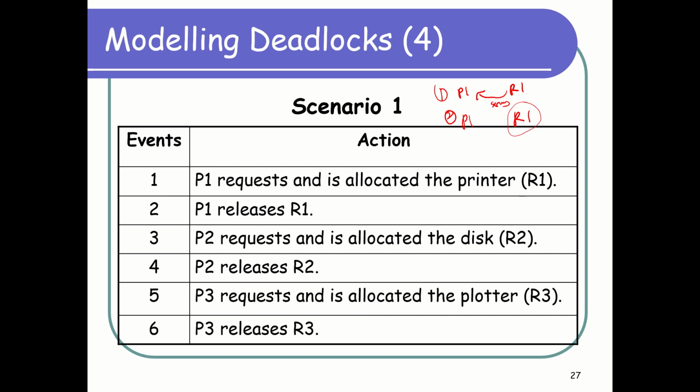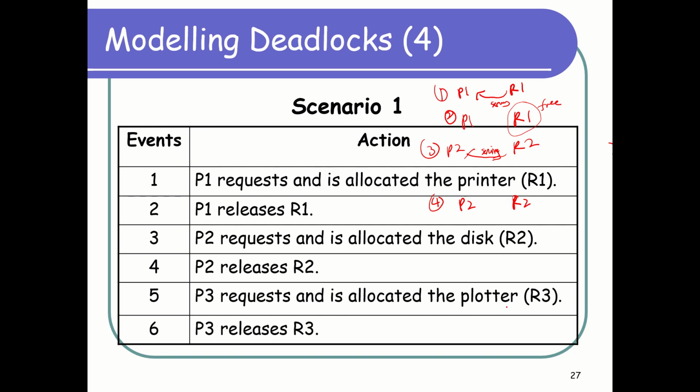R1 is free. P2 requests and is allocated R2, so P2, R2. R2 is serving P2. P2 releases R2, so number 4 is P2 and R2. Sorry for that, we don't have much space, so 4 is P2 and R2. Since P2 is done with R2, R2 is free now, released.